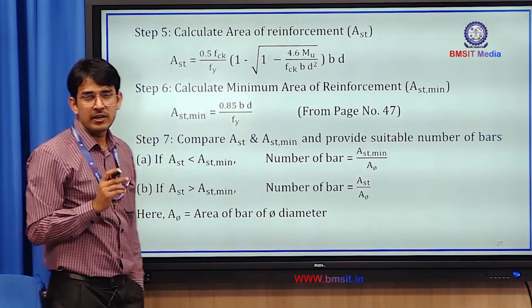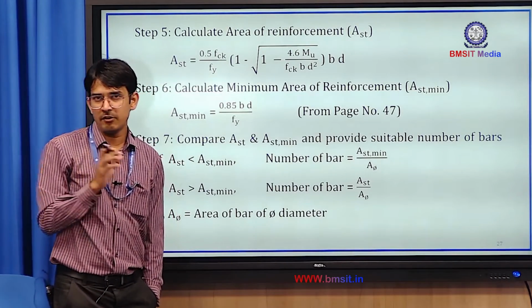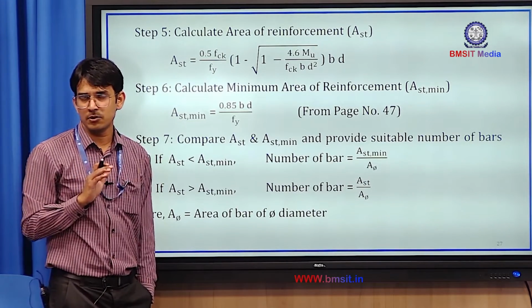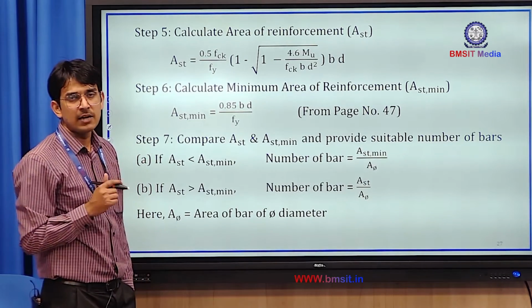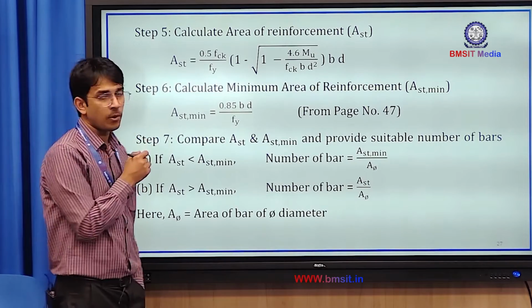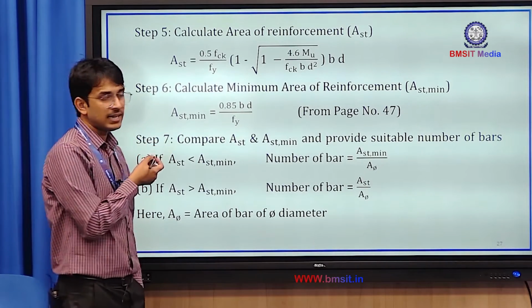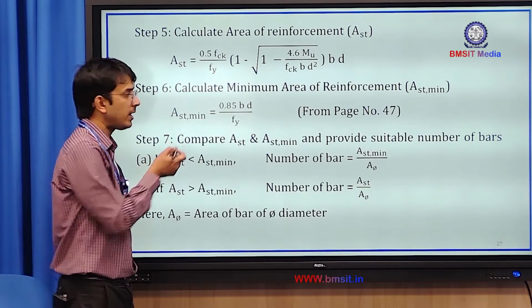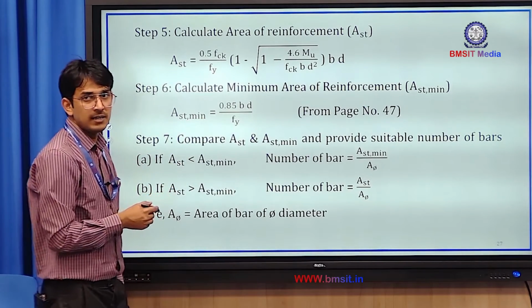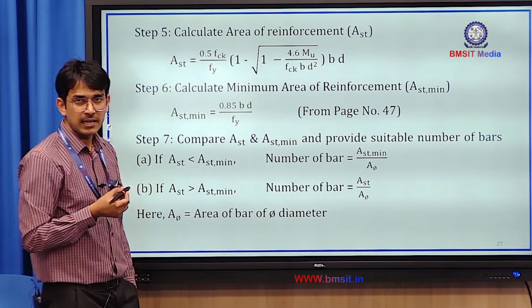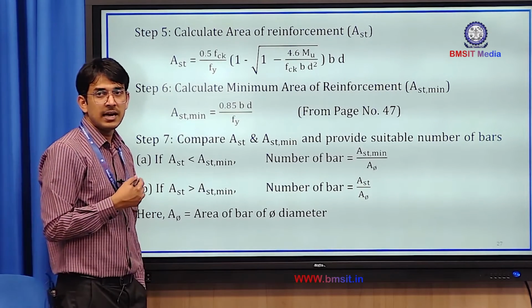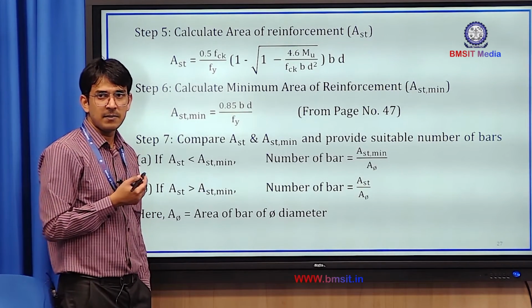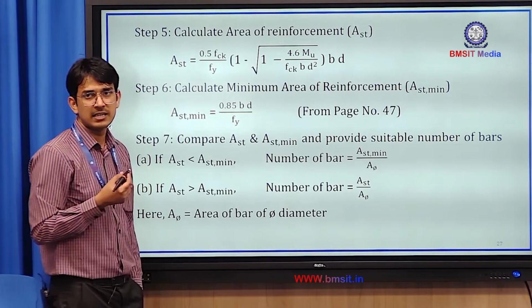Now we have decided the dimensions, and we have verified that the assumed dimensions are sufficient. After that, we will calculate the area of steel by using this formula. Then we have to check, as per IS 456, how much minimum reinforcement we require. For that we have this formula, that is step number 6, and then we compare both the values, Ast and Ast minimum.